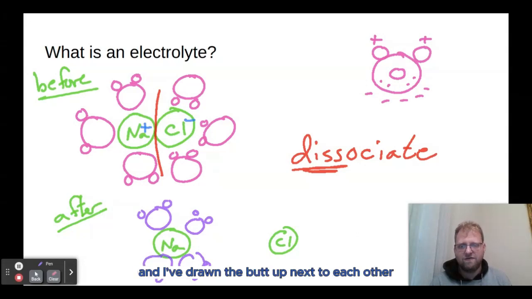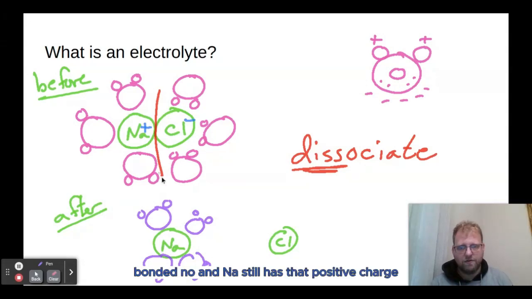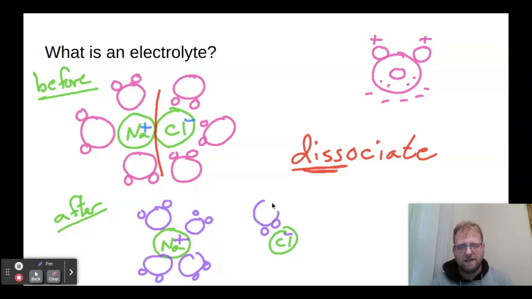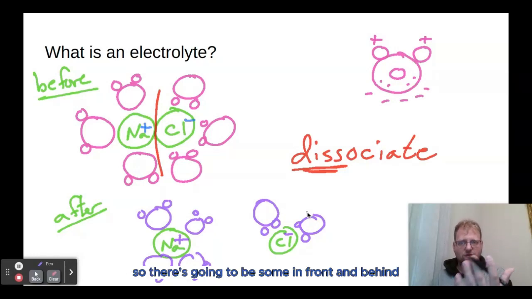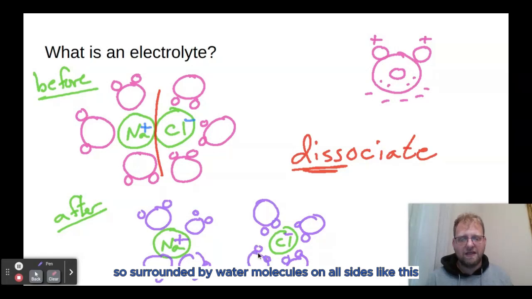Notice that, and I've drawn them butt up next to each other, but I want to make it very clear they are not bonded to each other. Not bonded to each other. Attracted, yes. Bonded, no. Na still has that positive charge because it's lost that electron to the chloride. And over here, this chloride ion is surrounded by water molecules as well. And imagine the three-dimensionality of this, folks. So there's going to be some in front and behind the sodium and the chloride ions that I'm drawing as well, not just all in the plane of the screen that we're looking at. So surrounded by water molecules on all sides like this.